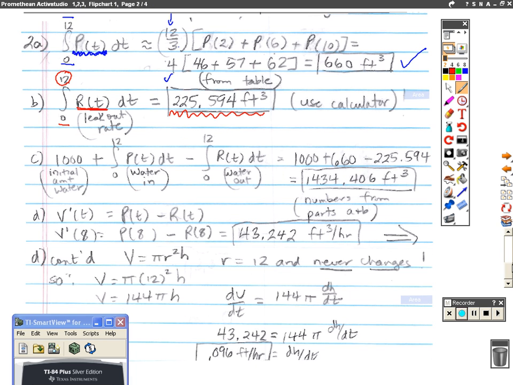So in part C, we take the water that was already in the pool, we add in the water that was pumped in, which we already did. This was from part A. Then we take out the water that was leaking, so this was from part B. So I'm literally taking my 1,000, my 660 from part A, and my 225 from part B, and I'm totaling that up, and that gives me how much water is actually in the pool at the 12th hour.